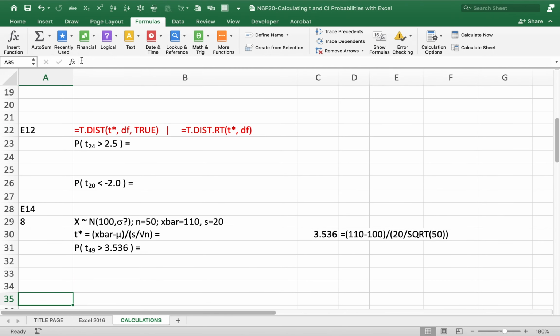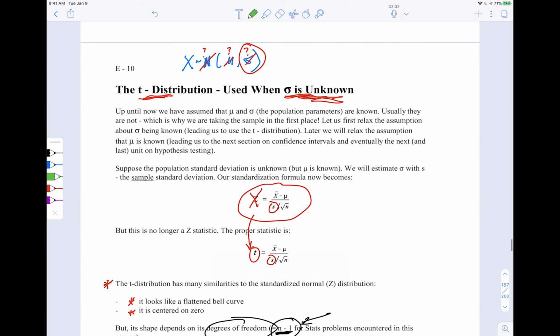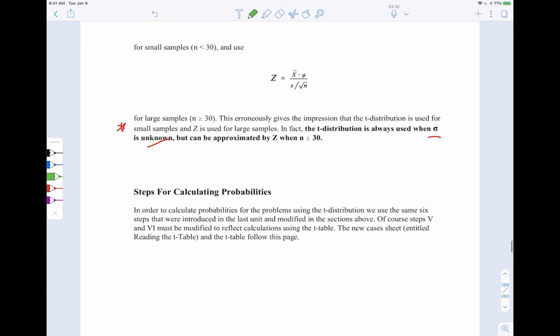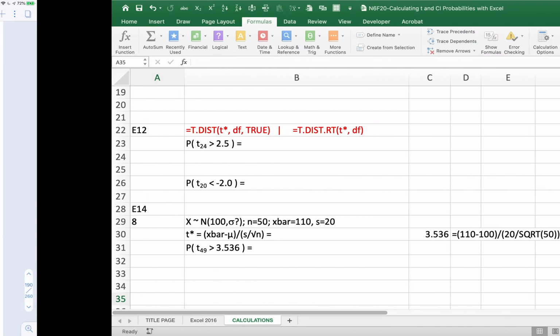The T distribution was introduced on page 10, and then we talk about this in the next few pages. We came to this particular page where I walked you through the table. I'm going to take the first 2 cases. Case 1: what is the probability that a T distribution with 24 degrees of freedom is greater than 2.5? And the one below is the probability of T with 20 degrees of freedom less than -2. So in one we're going up, and in the other we're going down. Let's take a look at that over here.